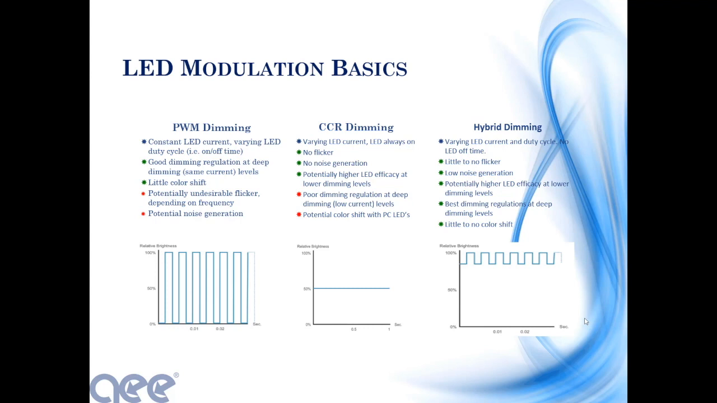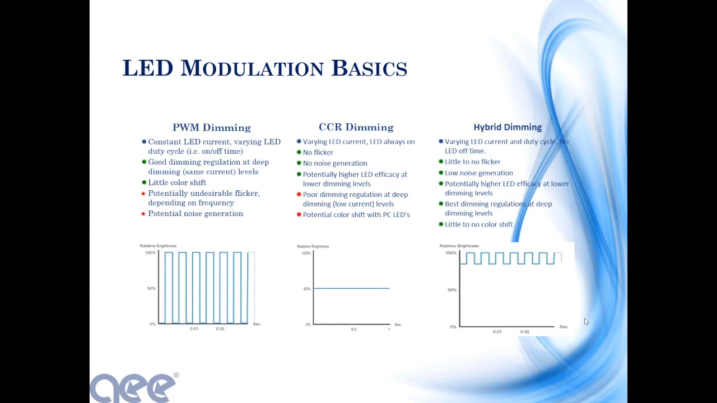So constant current reduction dimming is when you're varying the current to the LED, but the LED actually always stays on. See, the pulse width modulation is turning on and off. The CCR piece is always on, except it's on at a lower level. There's no flicker associated with this, and little to no noise generation. You end up with potentially higher LED efficacy at lower dimming levels, but you can have poor dimming regulation when you're trying to do very, very deep dimming. And then there's a potential for color shift, and we'll talk about why this is.